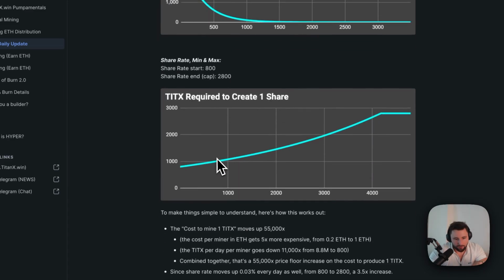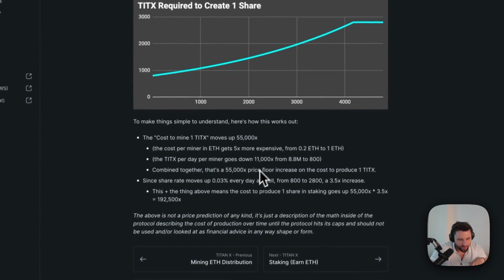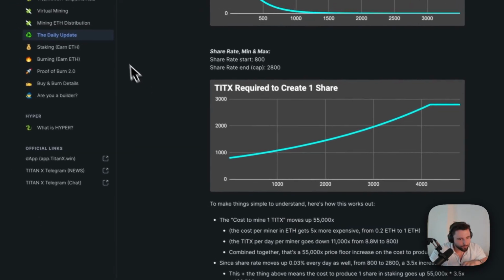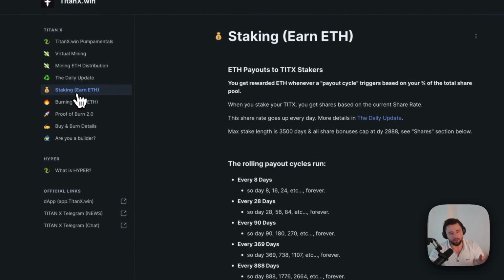So I would highly recommend watching these charts and especially reading this part. I won't go over it in the video, but you want to read it. And obviously the above is not a price prediction of any kind. It's just a description of the math inside of the protocol describing the cost of production over time until the protocol hits its caps, and should not be used or looked at as financial advice in any way, shape, or form. Now let's get into staking.